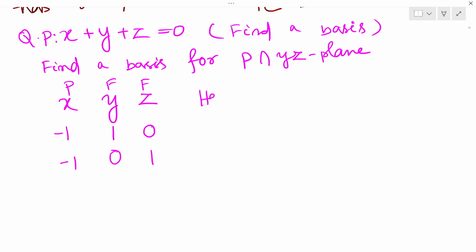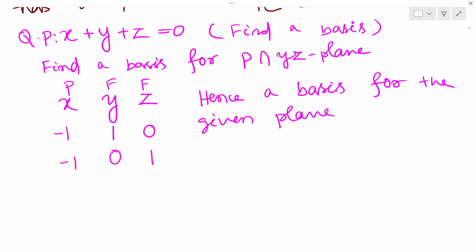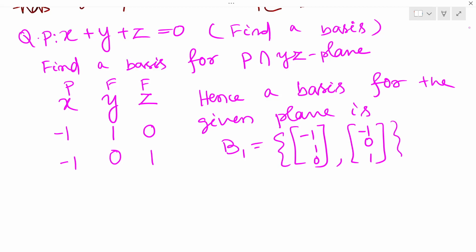So hence, a basis for the given plane is P1 equal to minus 1, 1, 0. Why have I written P1? Because the second one I will write again. Another is minus 1, 0, 1. So we got two basis vectors.